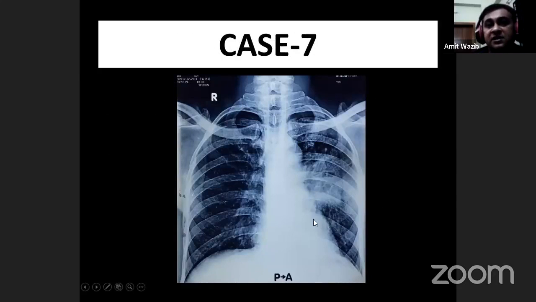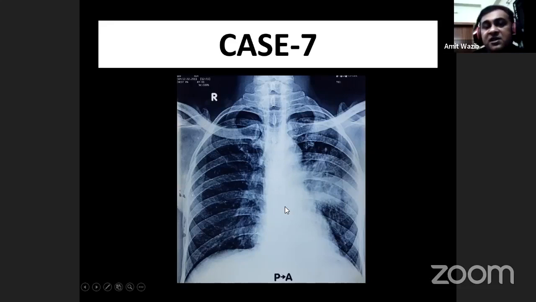So this is another case. In this X-ray chest, there is an opacity in the left lung field. It is in the middle zone of the left lung field, and it is near the hilum of the lung. If you look carefully, this lesion has an irregular, corrugated border. So this is the typical X-ray of bronchial carcinoma.